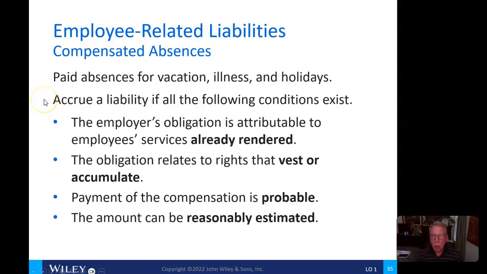So here we're going to accrue a liability if all the conditions exist. The employer's obligation is attributable to the employee's service already rendered. The obligation relates to rights that vest or accumulate. Payment of compensation is probable, and the amount can be reasonably estimated.